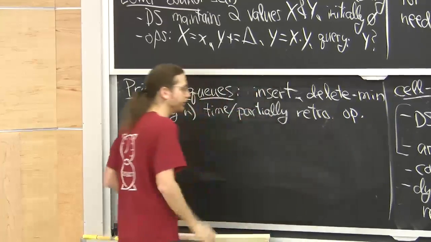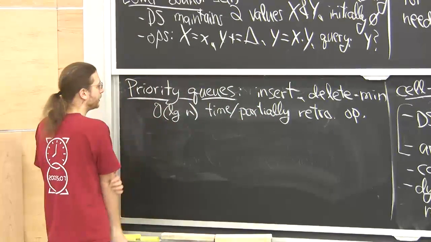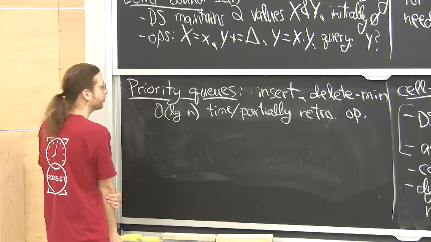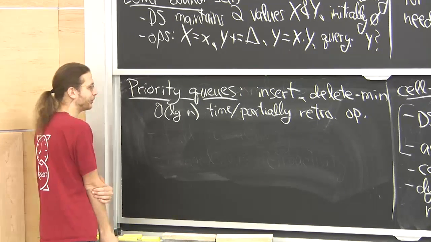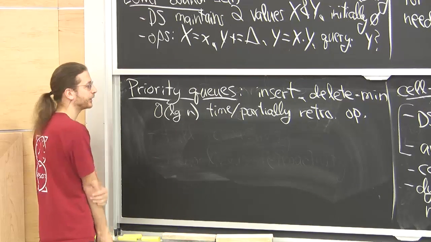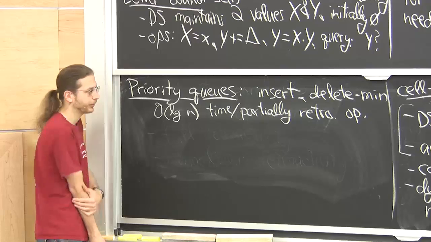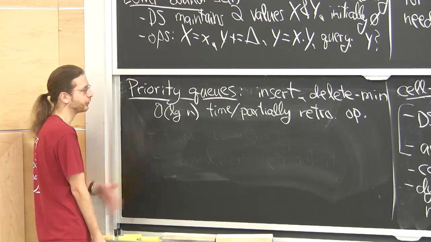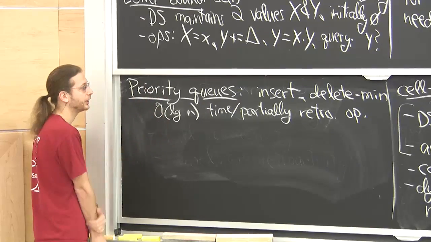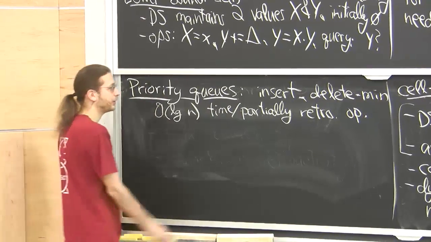Which is pretty good because in this model, which model are we in here? I guess pointer machine would be a reasonable model. Log n is the best you can hope for a priority queue. Or I guess comparison model is the more relevant thing, because you can use priority queues to sort, so log n is the best you can do for regular priority queues. And so to do it also partially retroactive is pretty interesting.